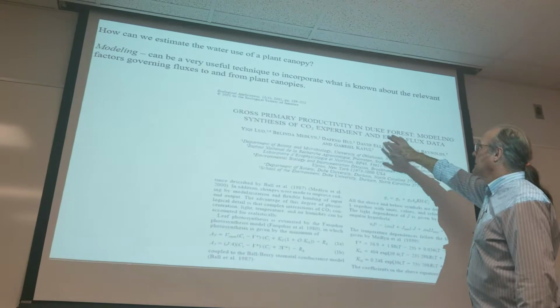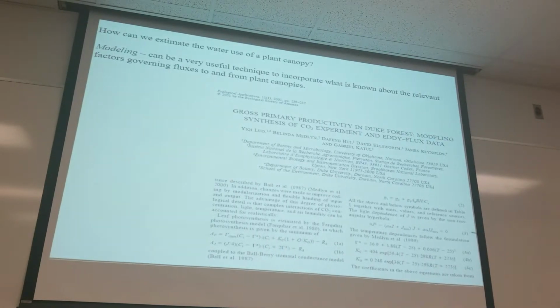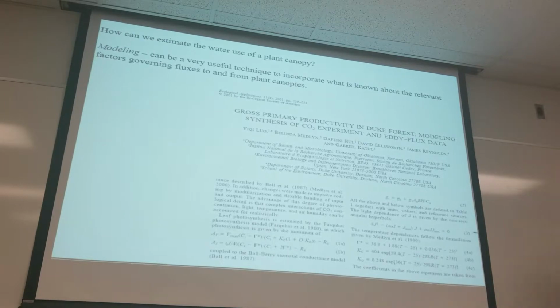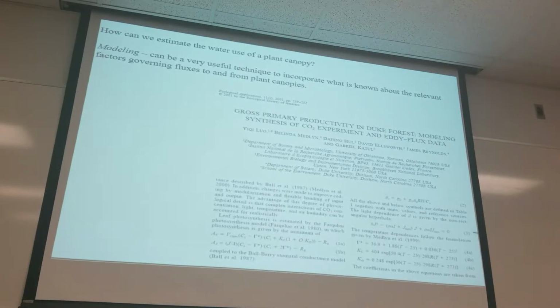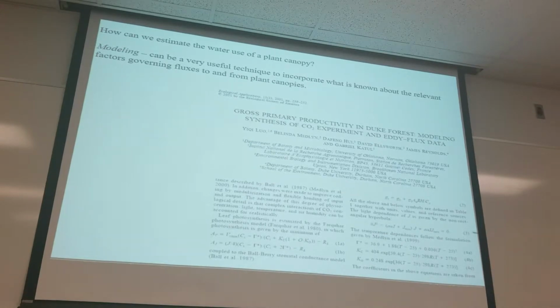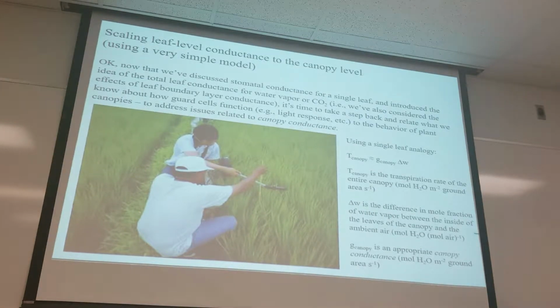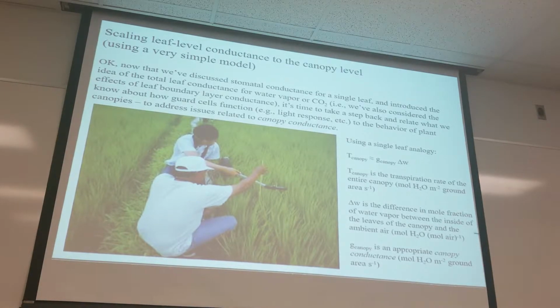So here's a paper that just describes a model. And modeling is very useful, right? Especially if you aren't afraid of a little math and a little computer code, stuff like that. There's lots of people who love that kind of stuff, so it can be very useful. And so what I want to talk about now is a very simple model to take what we know about leaf level stomatal conductance and scale that up to canopy level.